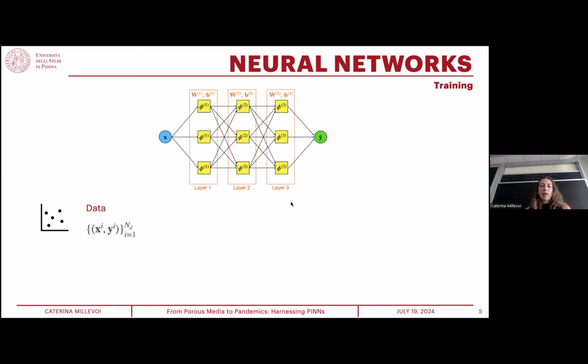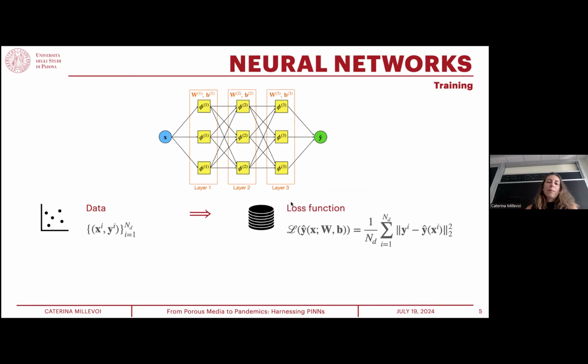Here we will label all the neural network output approximations with a hat. You have some data, and you want your neural network to approximate your available data as well as possible. So you choose a loss function, which measures the mismatch between your data and your neural network approximation, and you want to minimize it. This minimization is called training.